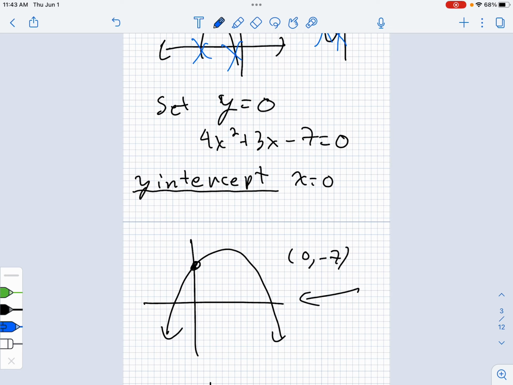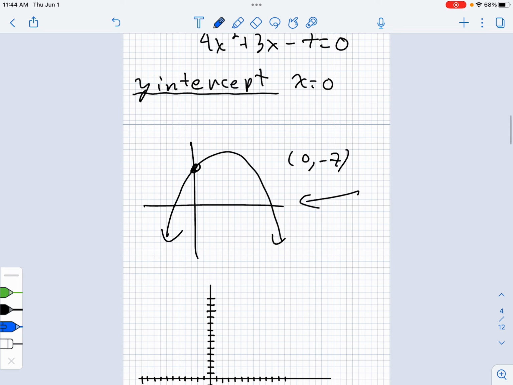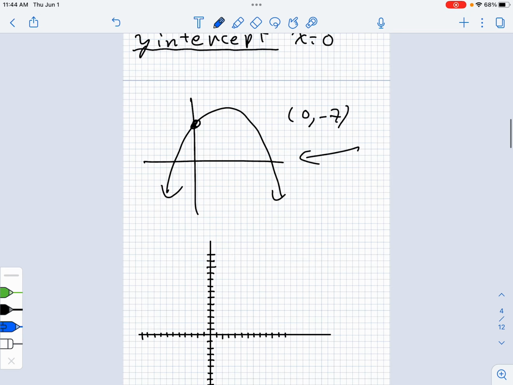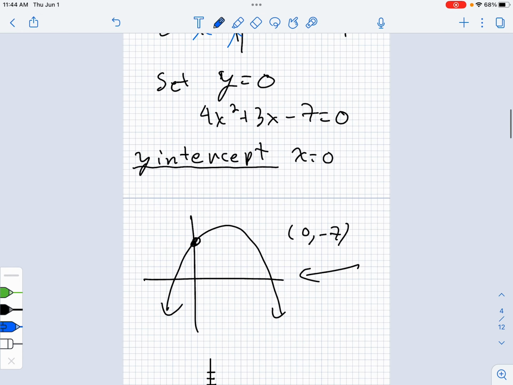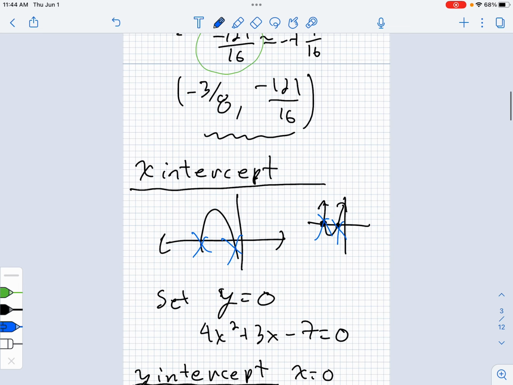The y-intercept is fairly easy. It's always x equals 0, because that's where the graph crosses the y-axis. So if you replace x in your equation with 0, you get -7, okay? And by the way, that curve that you see down here is not the actual curve. It's just to let you know what we mean by the y-intercept. With that being said, you can get a sketch of your graph with this information.